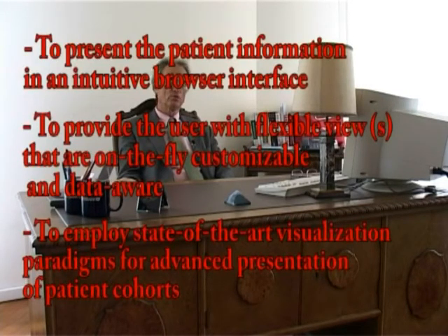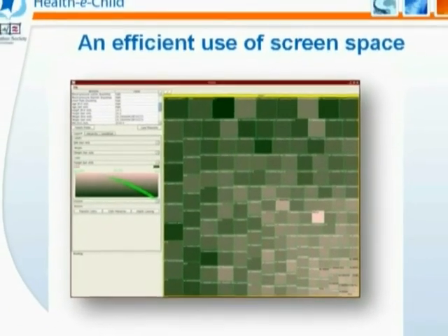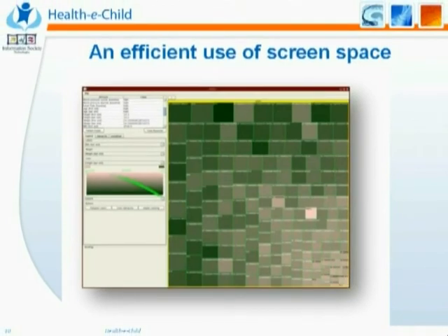to employ state-of-the-art visualization paradigms for advanced presentation of patient cohorts. To achieve these goals, the tree map paradigm is based on using a number of graphical clues to enhance the simultaneous visualization of multiple records as seen in this image. It also does this in a way that the space available on a screen is used efficiently, so that a large number of records can be displayed at the same time. To make better use of the tree map approach, we have enabled this tool to make use of semantics.